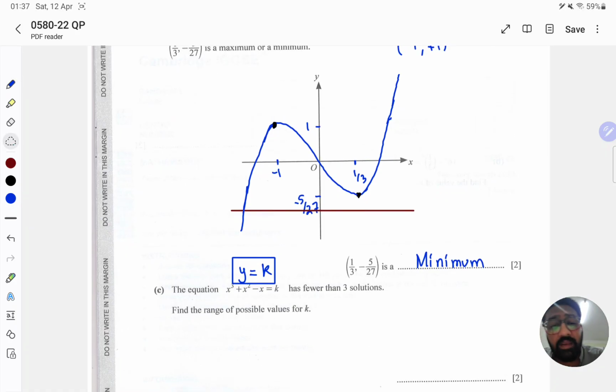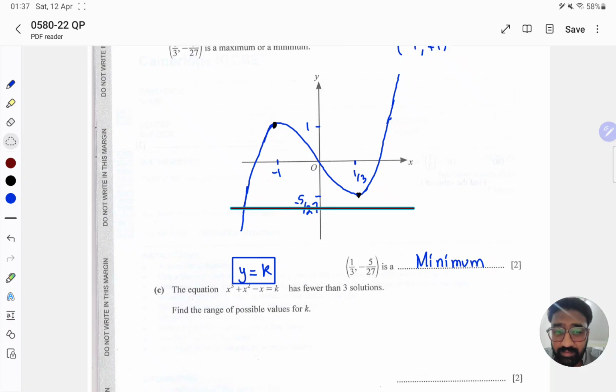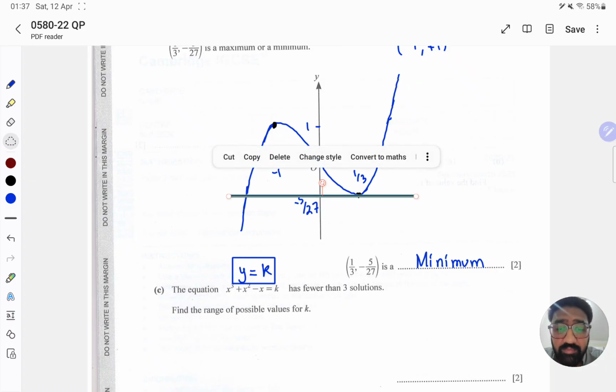Okay, now how many solutions do you see? Solution means the number of points of intersection of this horizontal line, which is y equals k, and the original graph. There is just one point of intersection, so this is the region that he is basically asking. Now if I bring it up to here, there are 2 points of intersection. One is minus 5 by 27 and the other is the one on the left hand side.